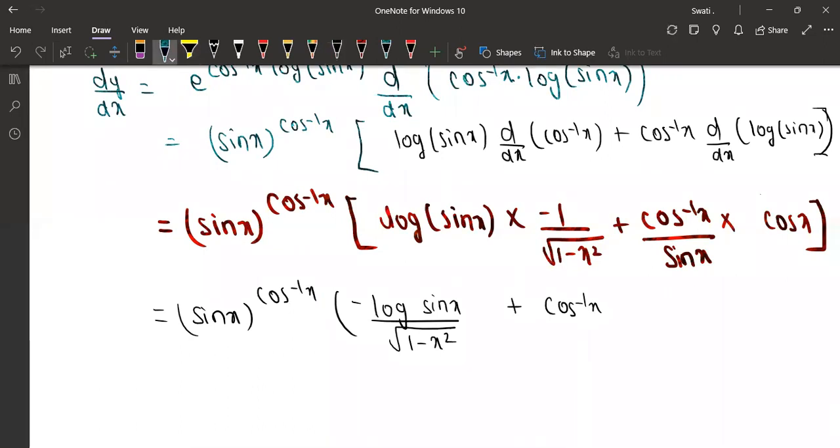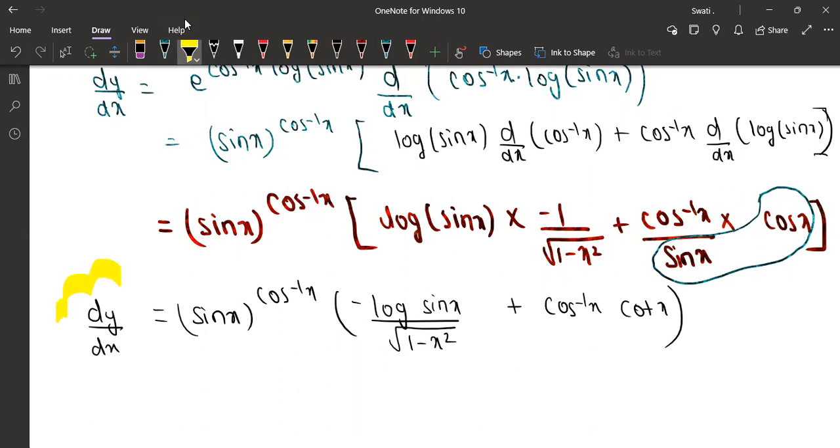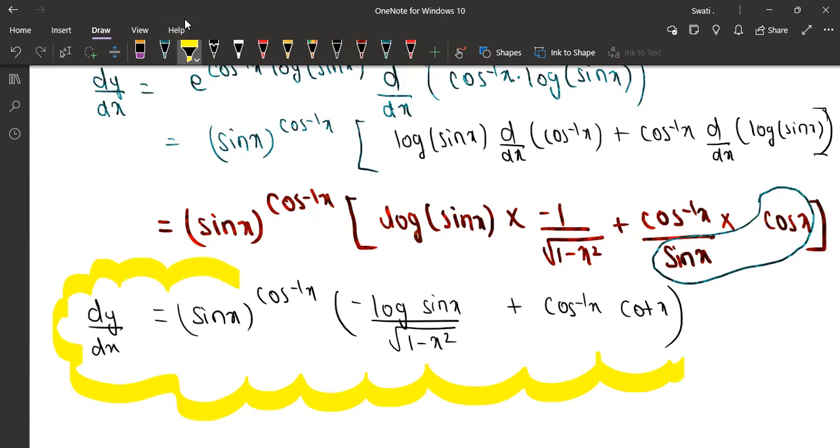For this particular term, we can use the formula, that is cot x. Cos x upon sin x is cot x. So this will become simply cot x, and this is the answer. So this is our dy dx. Now we have to do 2 more questions. So we are on the second last question after this. So let's start with the next question.